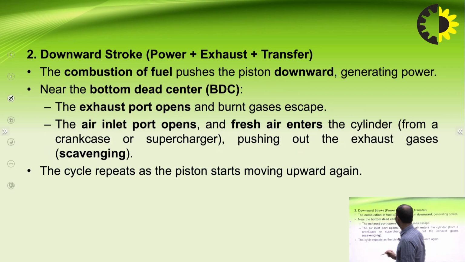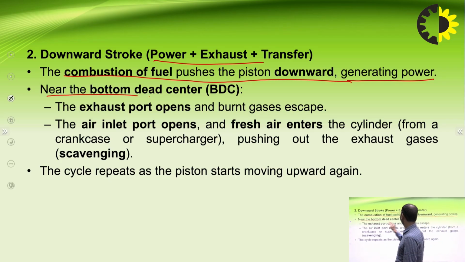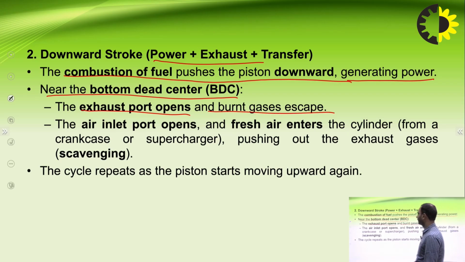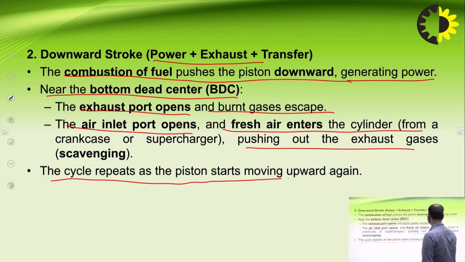Then in the downward stroke, there is power and exhaust. The combustion of fuel pushes the piston downward, generating power. Near the bottom dead center, the exhaust port opens and burnt gases escape. The air inlet port opens and fresh air enters the cylinder from the crankcase or supercharger, pushing out the exhaust gases. This is called scavenging. The cycle repeats as the piston starts moving upward again. So this is the complete construction and working of the two-stroke diesel engine.